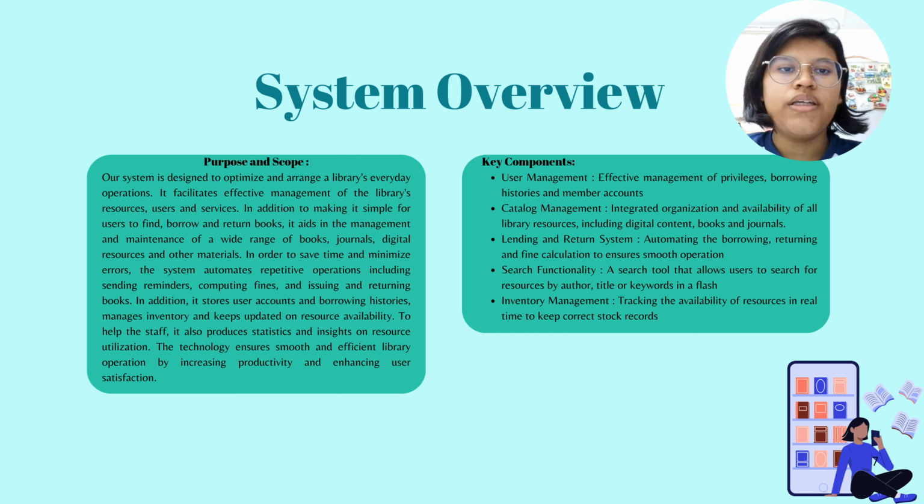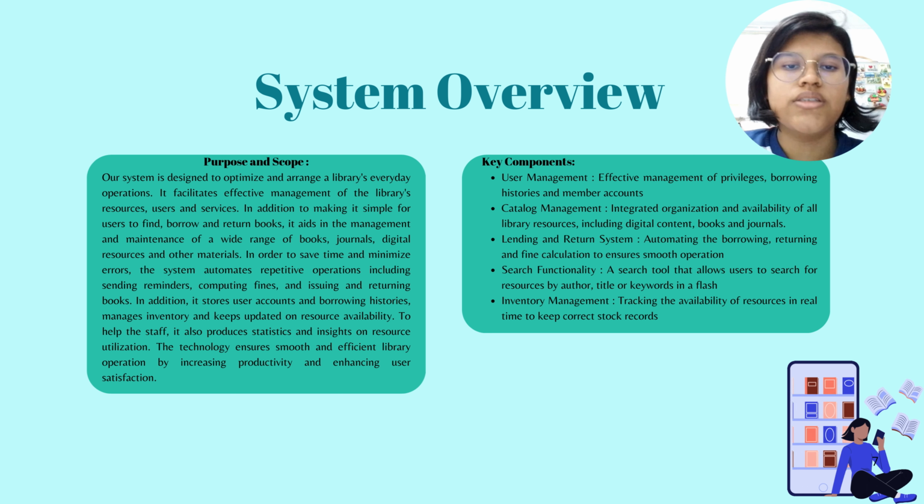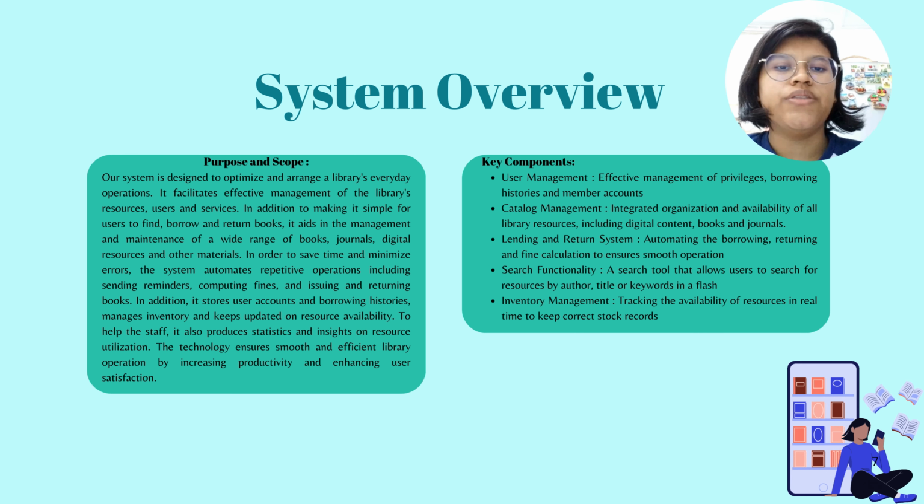There are a few key components in our system. First is user management: effective management of privileged borrowing histories and member accounts. Catalog management: integrated organization and availability of all library resources, including digital content, books, and journals. Lending and return system: automating the borrowing, returning, and fine calculation to ensure smooth operation.